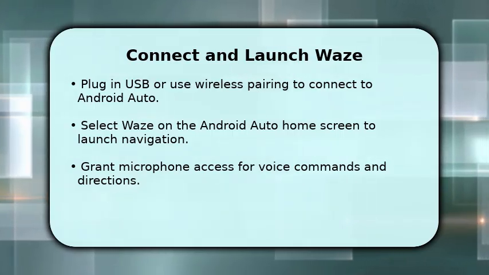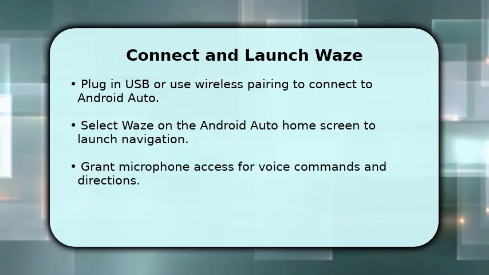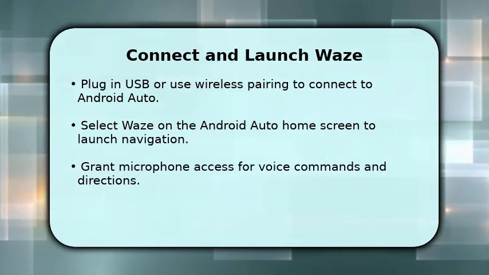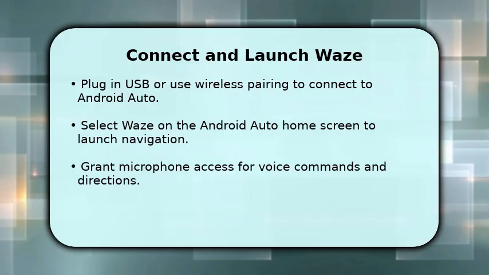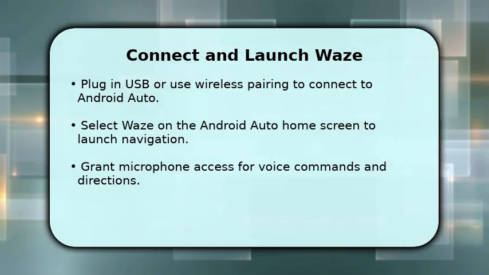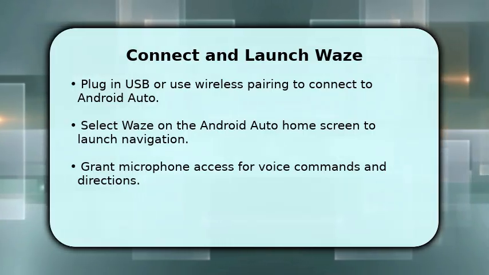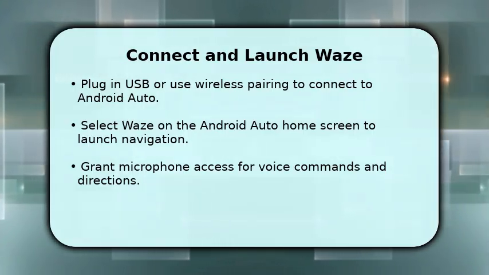If Waze does not appear, open Android Auto settings and set Waze as the preferred navigation app. Grant microphone access when prompted to enable voice commands and hands-free searching for destinations and stops. Start navigation by entering an address or selecting a saved place in Waze.